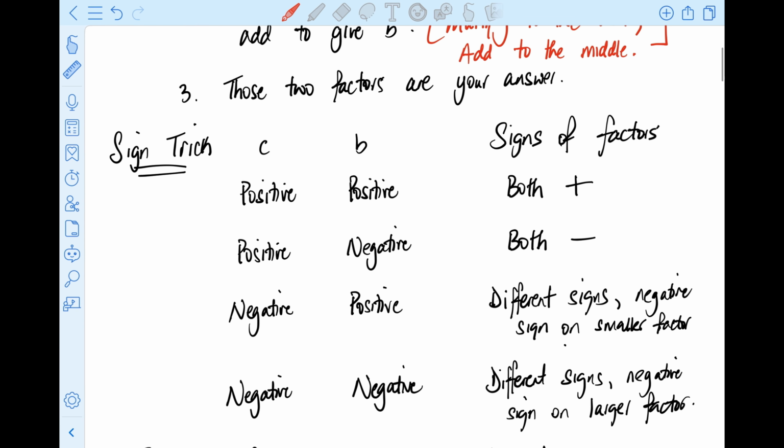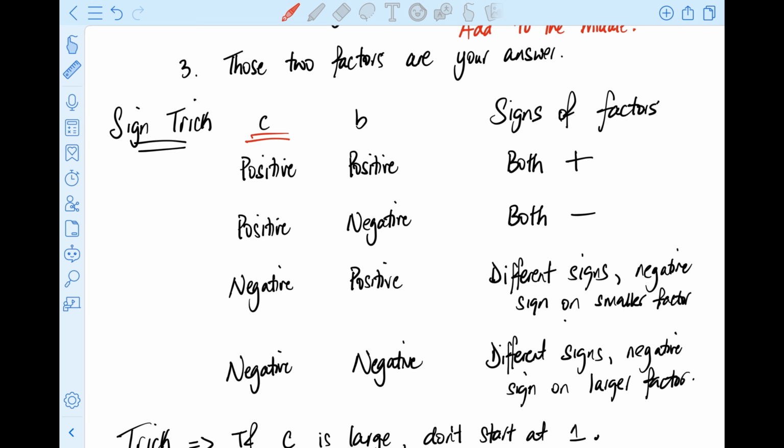Now, I have some tricks and tips here. There's a sign trick when focusing on C and B, right? If C is positive and B is positive, then both factors will be positive. We're going to see how that comes into play.